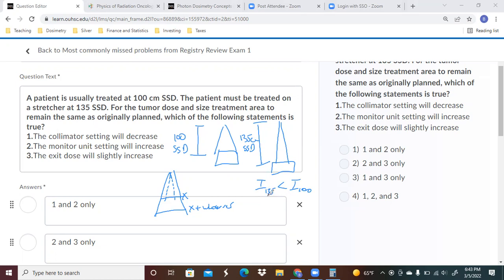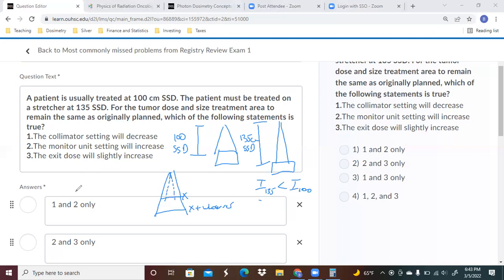In order for us to make sure that we're delivering the dose here that we were here, how do we increase that? We increase that by increasing the number of monitor units. And the third thing here is that the exit dose will slightly increase.